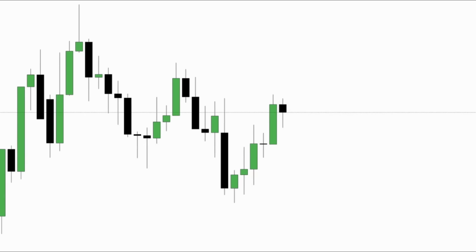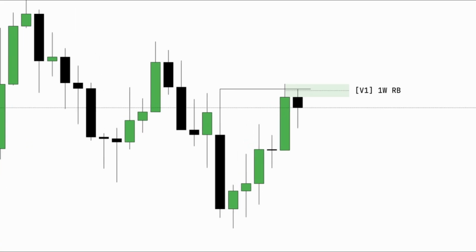Starting with the 1-week time frame, we see that the price made a liquidity raid of the previous month's high, and selling volume entered the market. Thus, a rejection block formed on the chart, which we can consider as variable 1. It's also important to note that the price is within the 1-week bearish traded volume, which is an additional factor of strength for our idea.